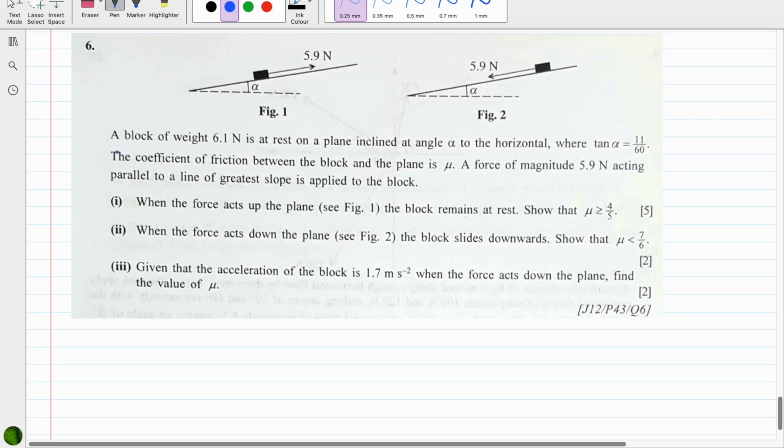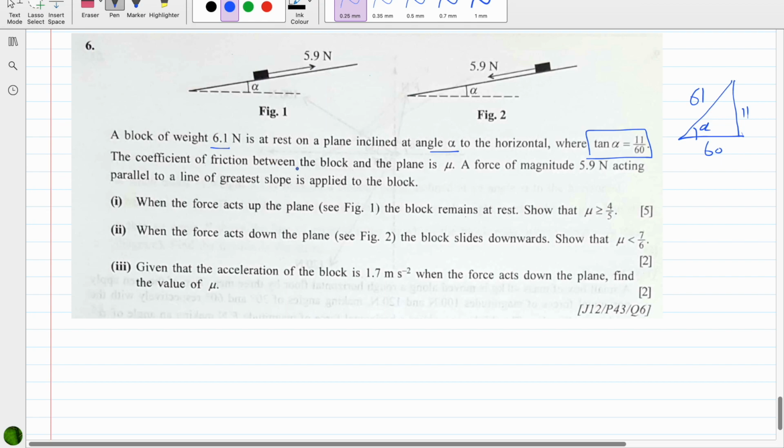Number 6 says a block of weight 6.1 newtons is at rest on a plane at an angle alpha to the horizontal, where tan alpha is 11 by 60. So again we can make the split. This is alpha, where tan is perpendicular over base. Using Pythagoras theorem, the square root of 60 squared plus 11 squared, we get 61. So we can use sine, cos, tan.